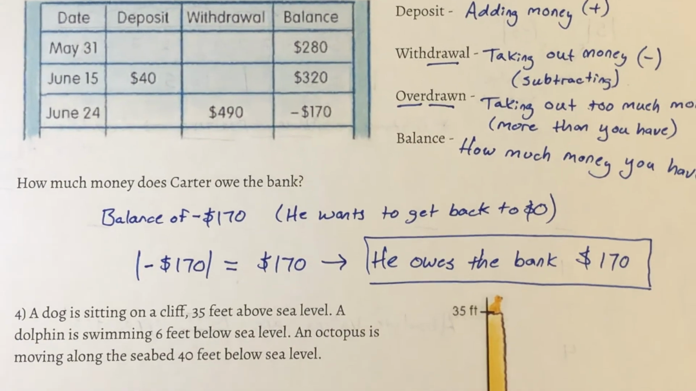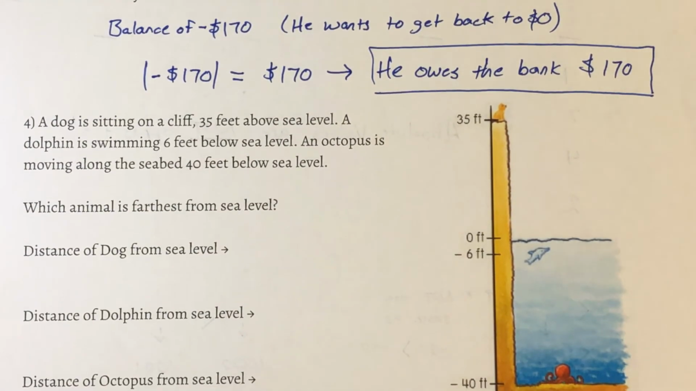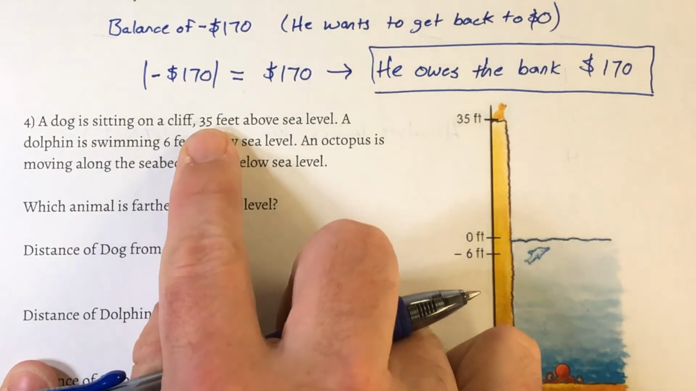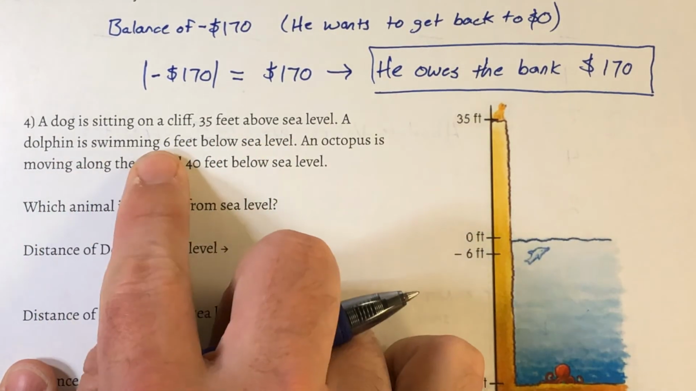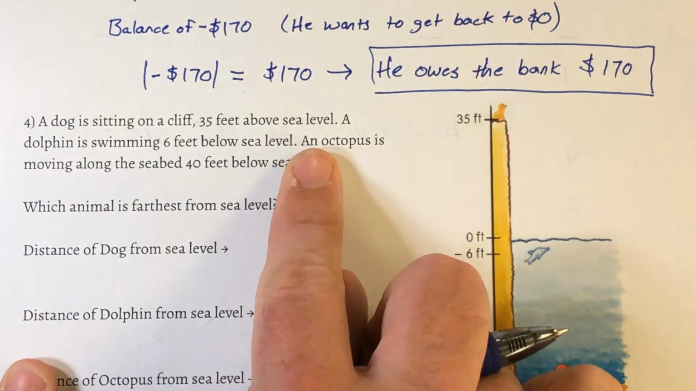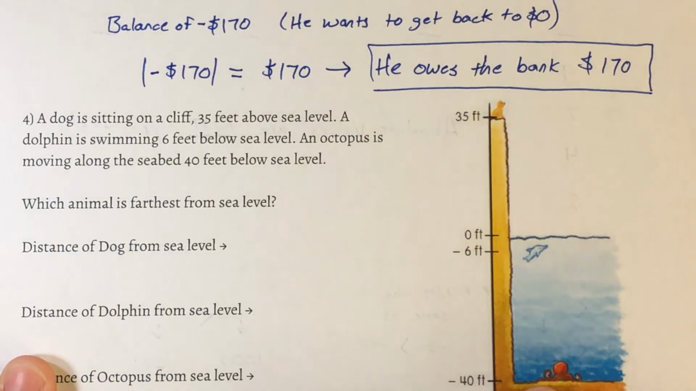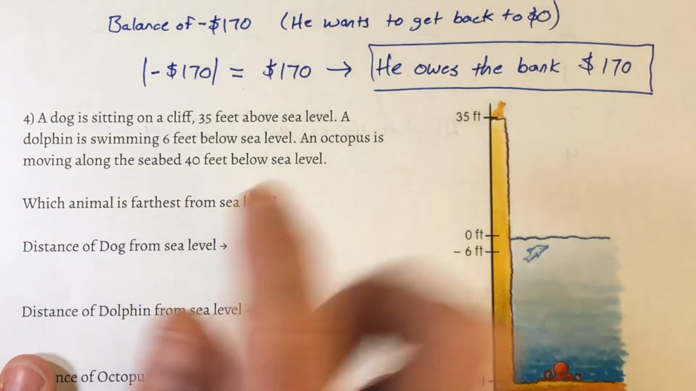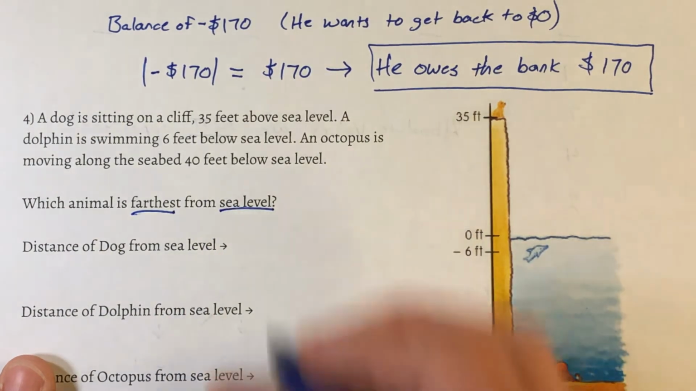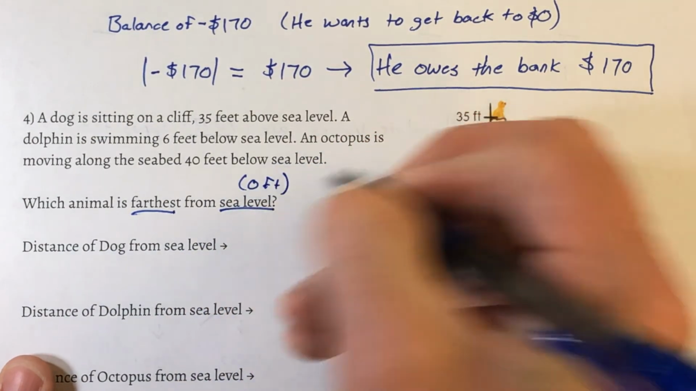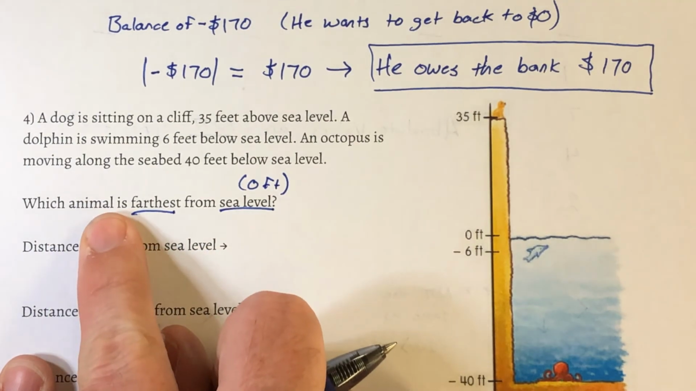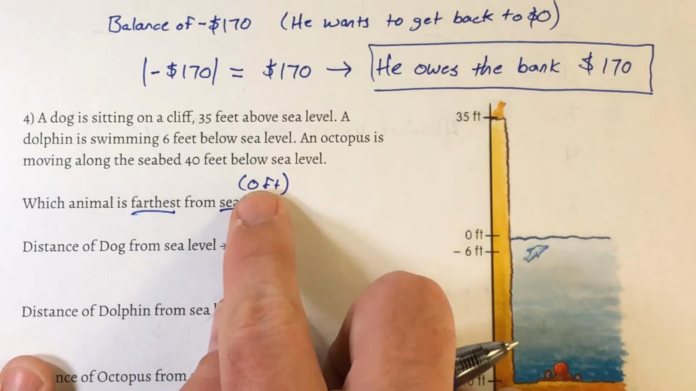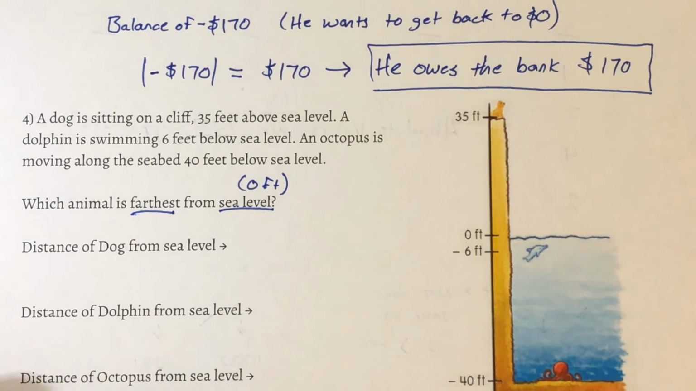Okay, our last example. A dog is sitting on a cliff. Why is a dog sitting on a cliff? I have no idea. Maybe he's contemplating life and all of the exciting things happening. He is 35 feet above sea level. A dolphin is swimming 6 feet below sea level. And an octopus is moving along the seabed 40 feet below sea level. And our question is, which animal is farthest from sea level? Sea level is 0 feet. So in other words, we're saying which animal has the biggest distance from 0. Distance from 0 is absolute value.